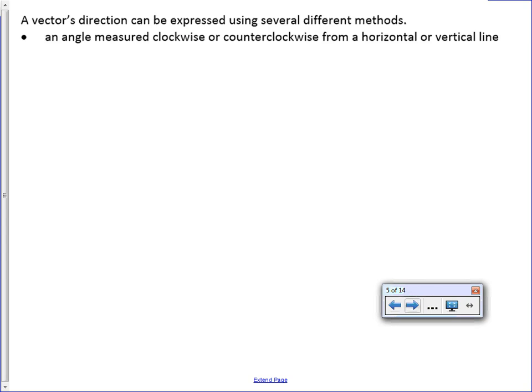Okay. There's a lot of terminology today. Okay, so keep going with me here.